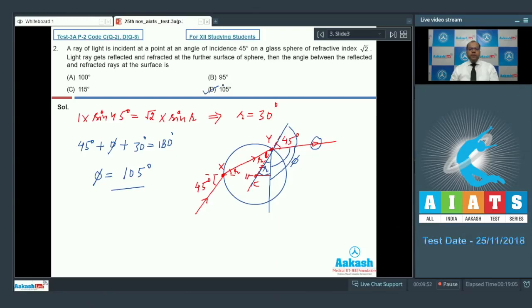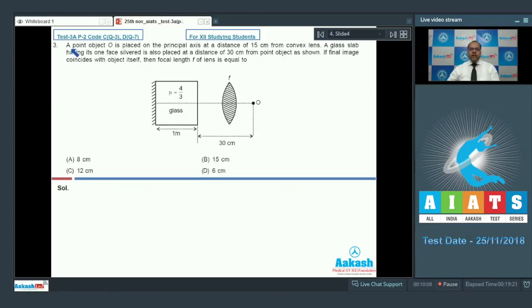Let's move to question number 3. In question number 3, a point object O is placed on the principal axis at a distance of 15 cm from the convex lens. This separation is given as 15 cm. Further, a glass slab having one face silvered is also placed at a distance of 30 cm from the point object as shown. So one side of the slab is at a distance of 30 cm from the point object. If the final image coincides with the object itself, then the focal length f of the lens is equal to.